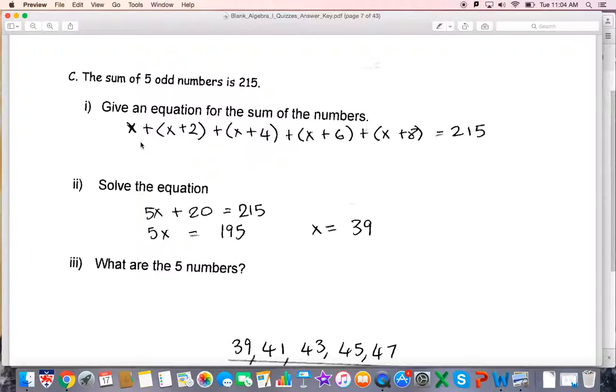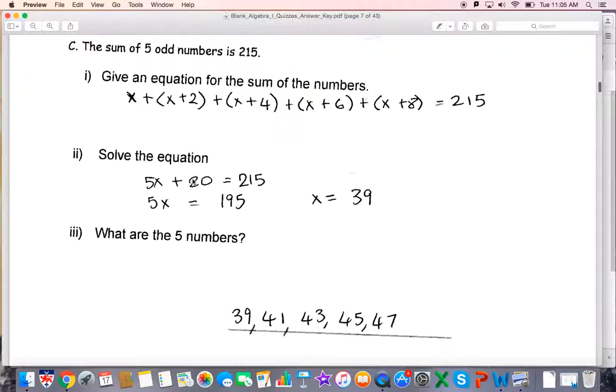All right, so then you can just join your like terms. So x plus x plus x plus... there are 5 of them. So 5x plus 20 when you add the numbers up gives you 215. Then you just isolate your x and simplify, and you get that x is 39.